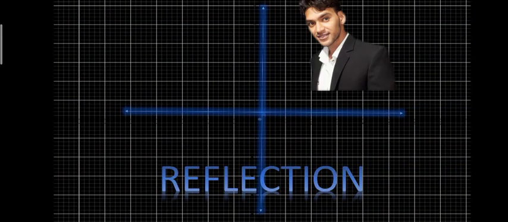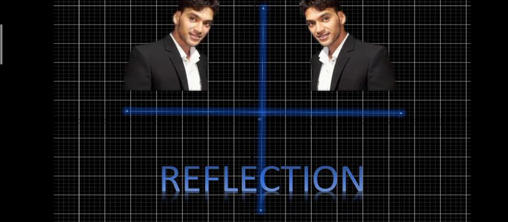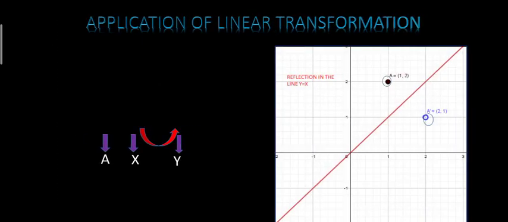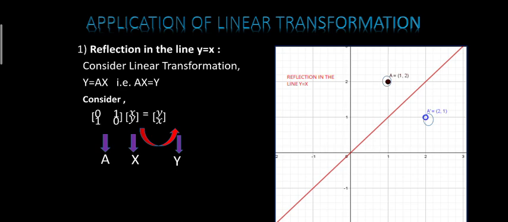What is reflection? Reflection means creating an image like this. So first important application of linear transformation is reflection in the line y equal to x.